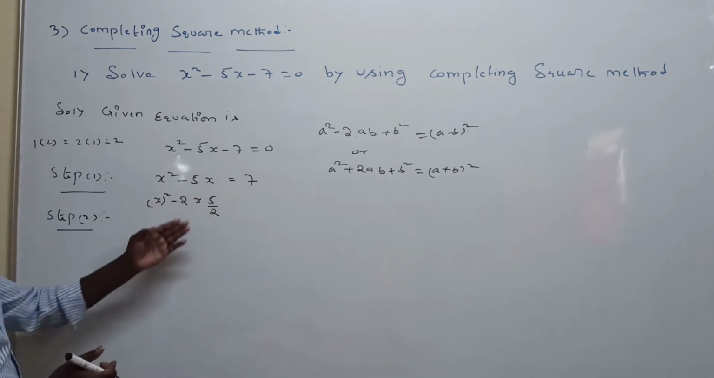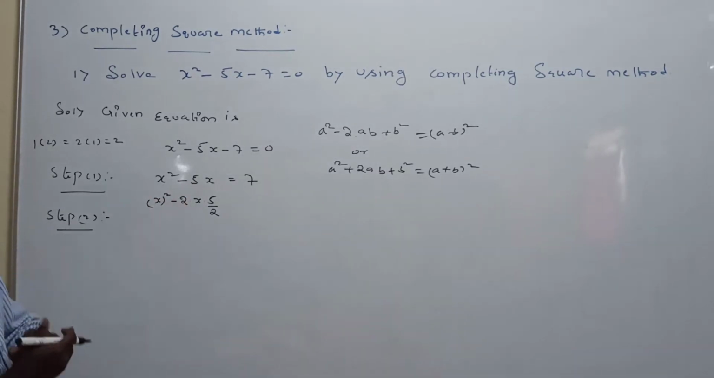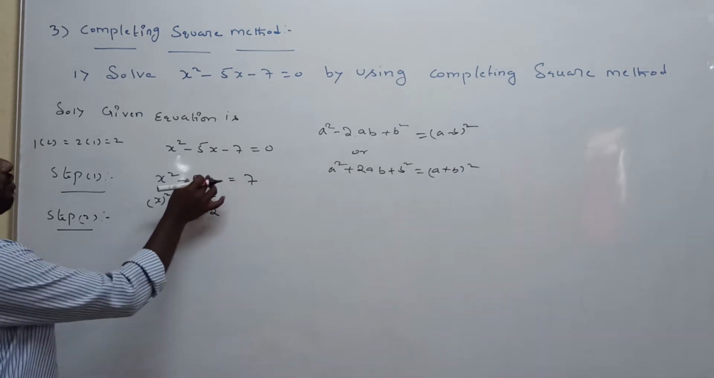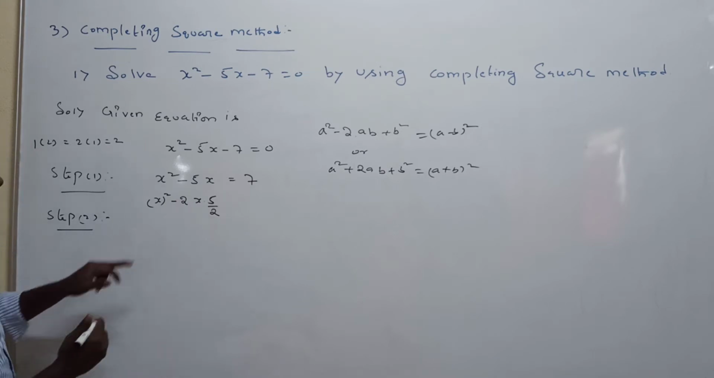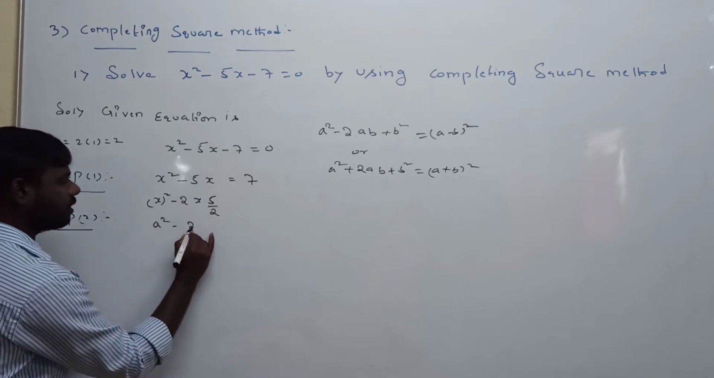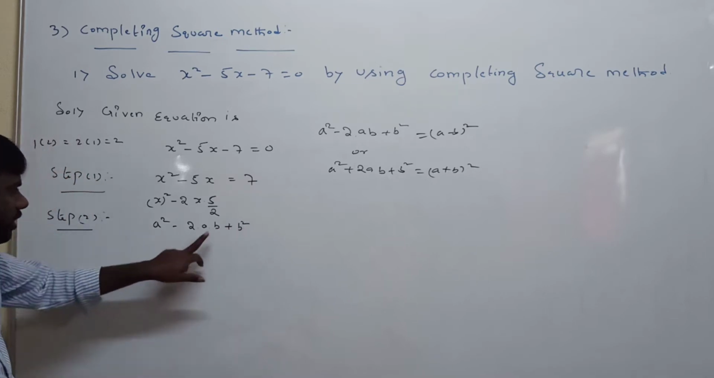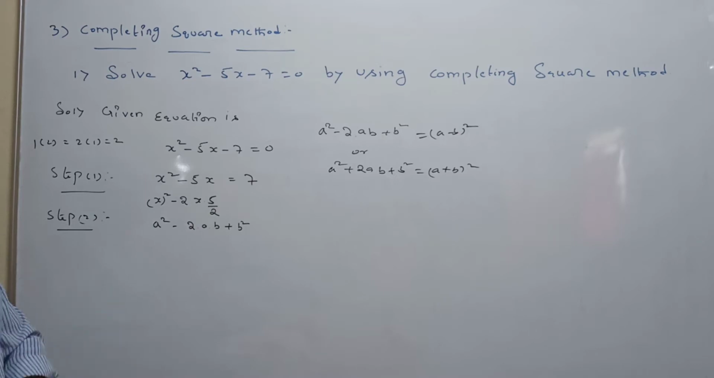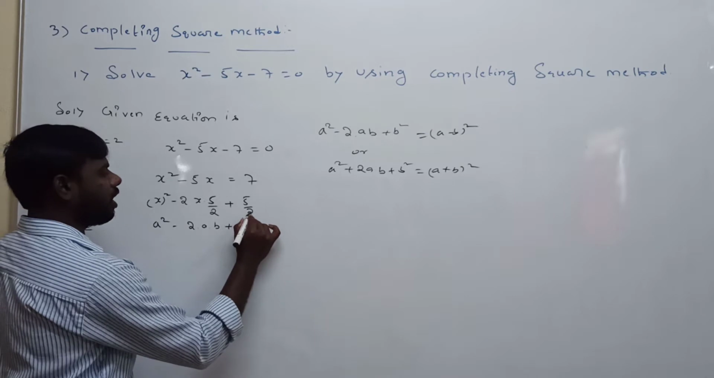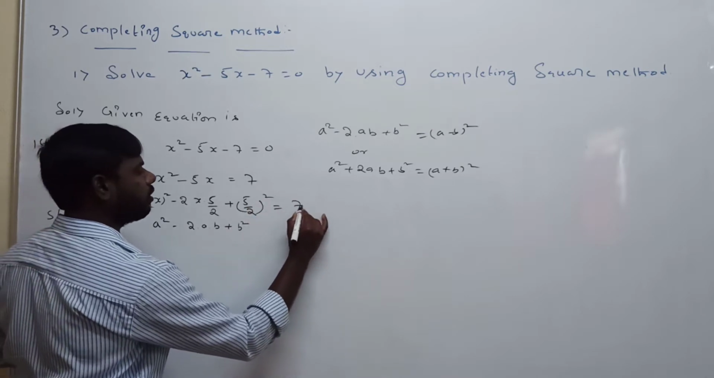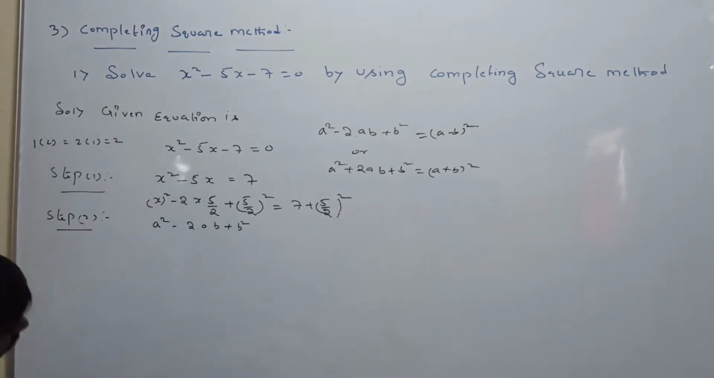Why are we assuming this? Because we want the 2ab form, but 5x is not in the form of 2ab. So 5x can be written as x into 5, multiplied with 2 and divided with 2. We get a square, and we get minus 2ab. Next, for b square, what is b? b is 5 by 2, so b square is 5 by 2 whole square. Adding 5 by 2 whole square on both sides, plus 5 by 2 whole square. Did you understand this step?